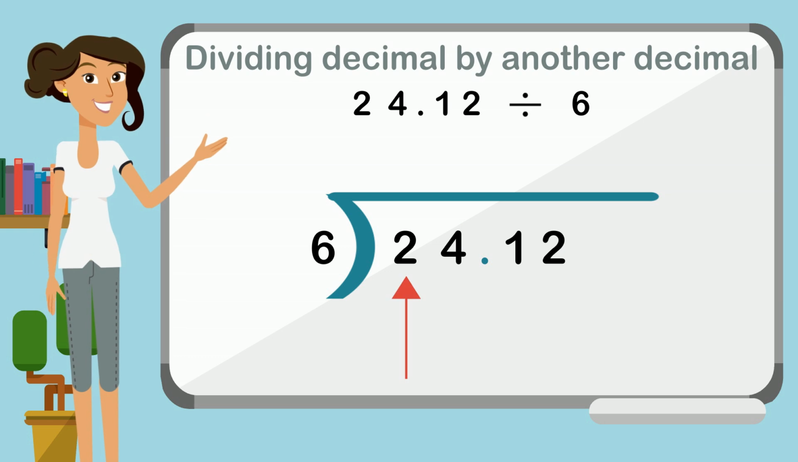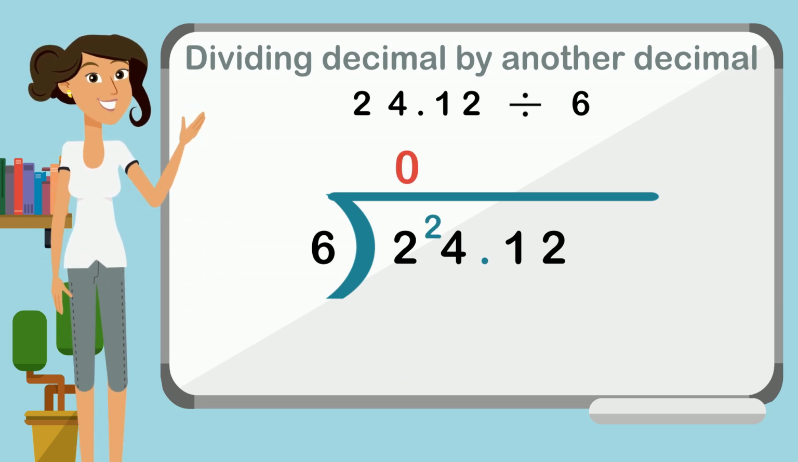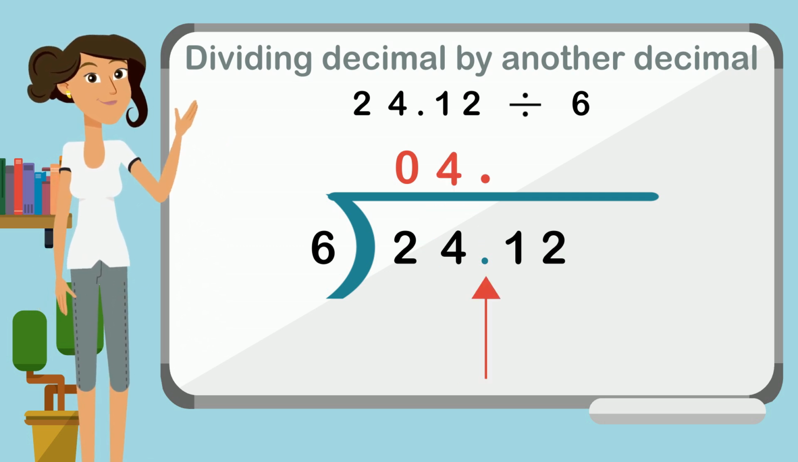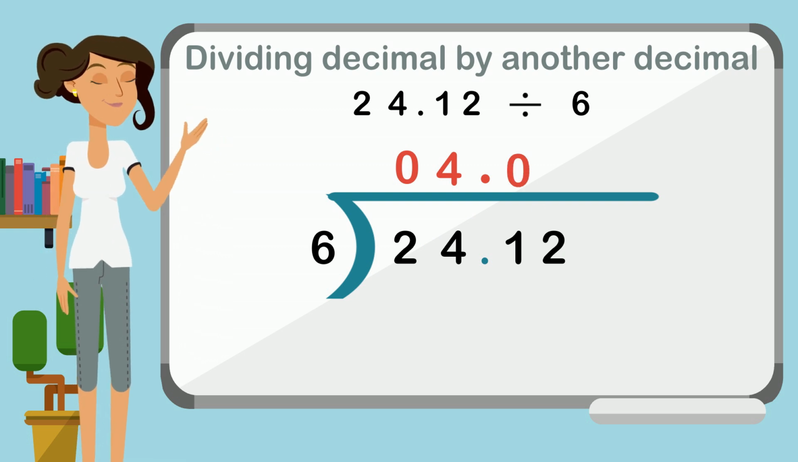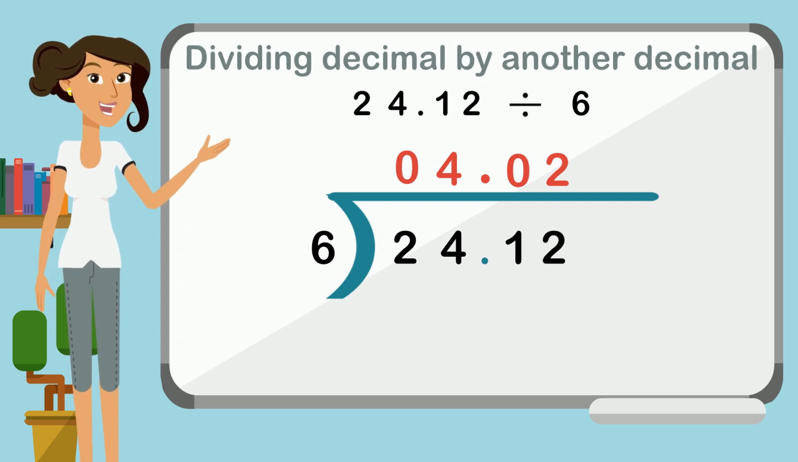Now it's easy. 2 divided by 6 is 0, so we put 0, remainder 2. 24 divided by 6 is 4. Then the decimal point. Then 1 divided by 6 is 0, remainder 1. 12 divided by 6 is 2. So the answer is 4.02.